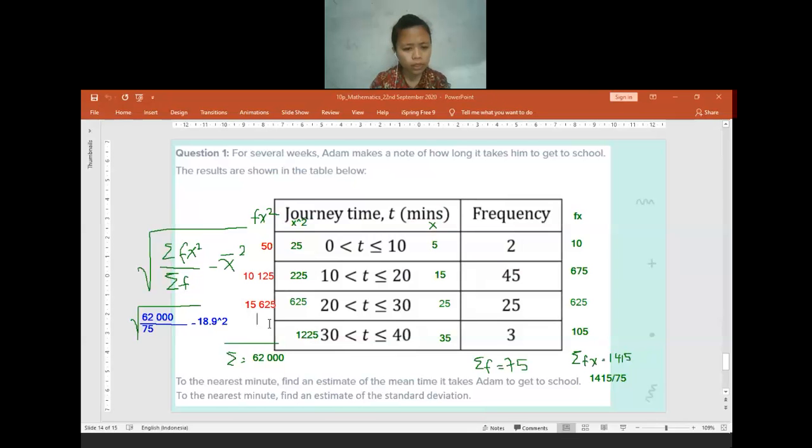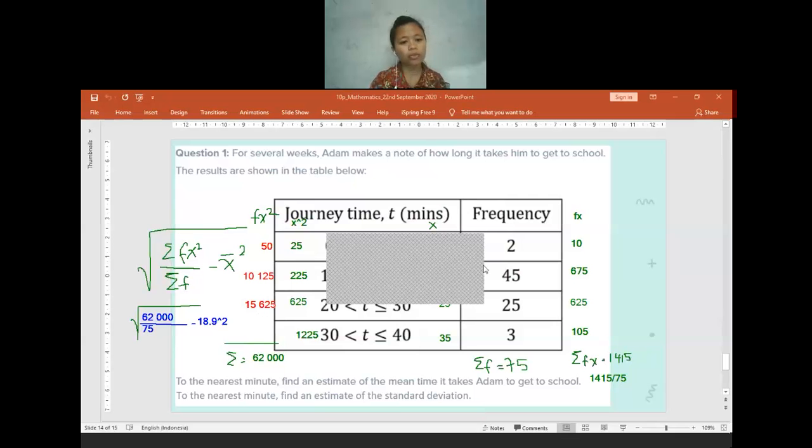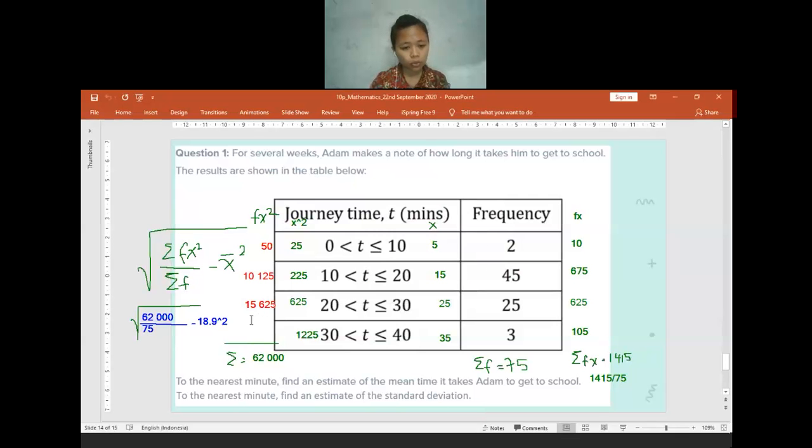Correct, I think for the previous one, it will be 15,625. And then for the last one, we have 1,225. We need to multiply it by 3. So we have it as 3,675, I think. Oopsie, I got a typo everywhere. 3,675. Okay. So now we plus them all.